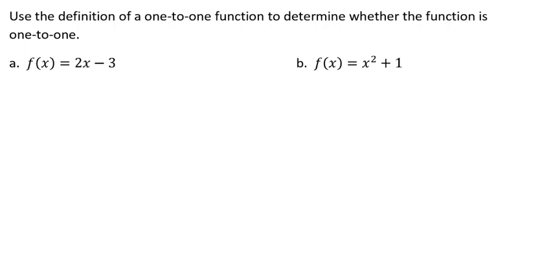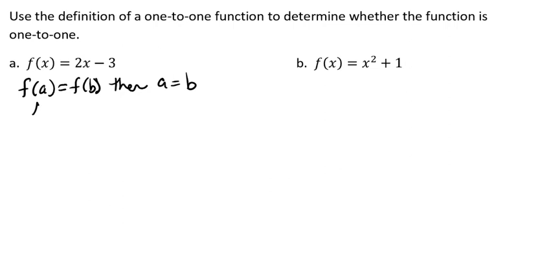In this video, we're going to do a couple examples where we use the definition of a one-to-one function to determine whether the function is one-to-one. So in our first example, we have f of x equals 2x minus 3. Basically, we want to show that if f of a equals f of b, then we can say that a equals b.